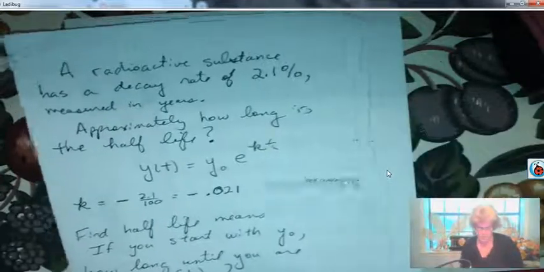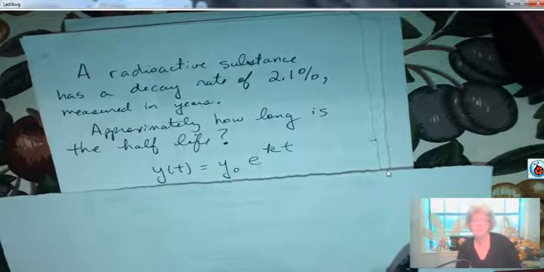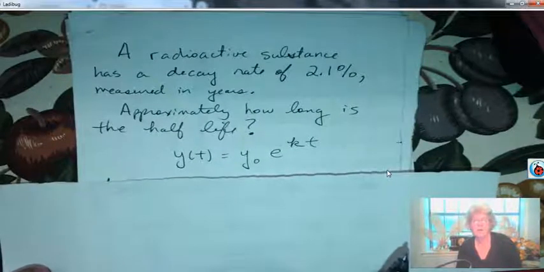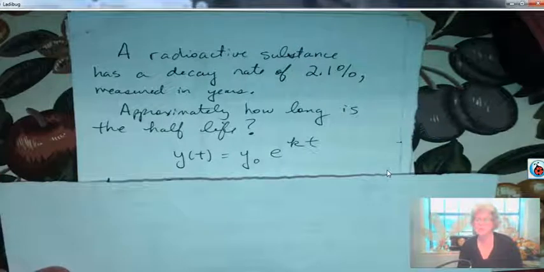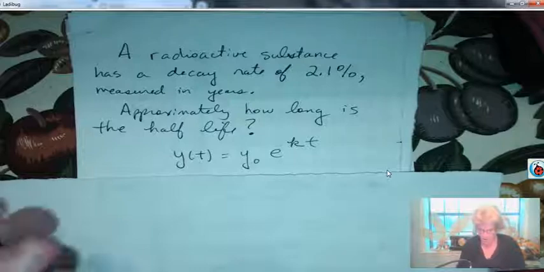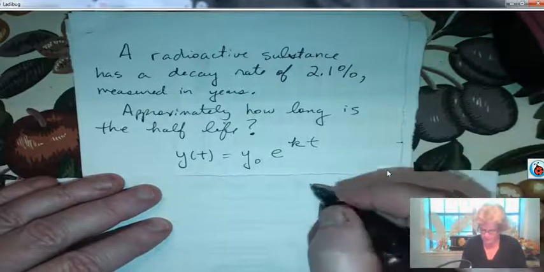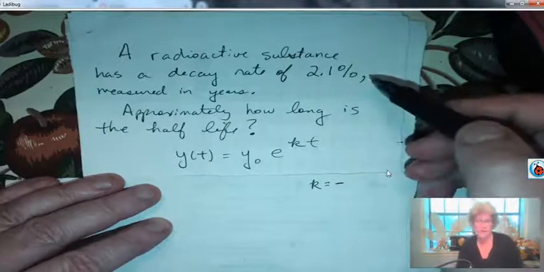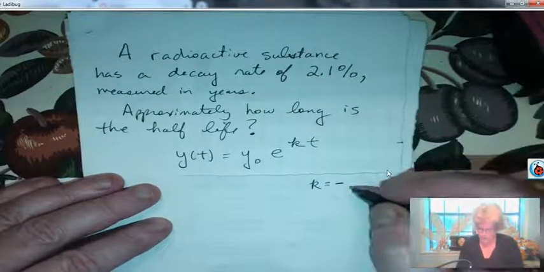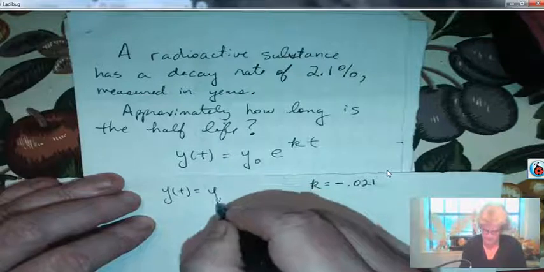So suppose a radioactive substance has a decay rate of 2.1% measured in years. Approximately how long is the half-life? So how long, and the time is in years. So how many years will it take for half of that to decay away? All right, well, what do we know? We've been told we have a decay rate of 2.1%. So k, since it's a decay rate, is going to be negative. And that has to be a decimal. So 2.1 divided by 100, 0.021. So my formula becomes this.